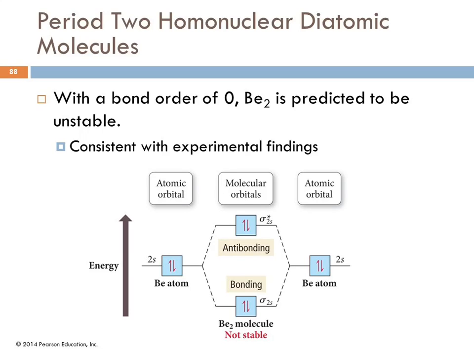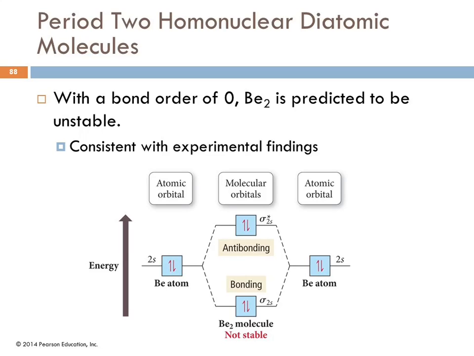If we look at a homonuclear molecule of beryllium, Be, beryllium has 2 valence electrons. They're in the 2s orbital. So here's our sigma 2s and our sigma star 2s. This one also has 2 electrons. When we fill these up, we get 2 antibonding, 2 bonding. So this is 2 minus 2 is 0 divided by 2. Bond order of 0. Doesn't exist. Predicted to be unstable, and experimental observations agree. You can try to make it, but it's not going to stick around. It's going to come apart because there's no reason for it to stay together. How sad.